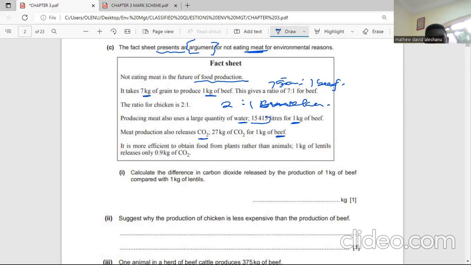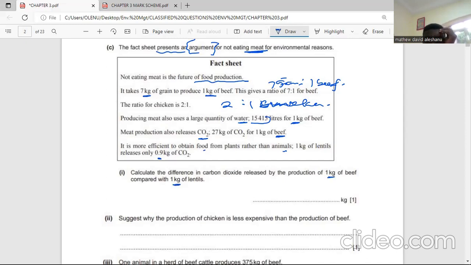Now, it is more efficient to obtain food from plants rather than animals. From this, you will know, because the cost of production of animals is quite higher than that of plants. Now, 1 kg of lentils releases only 0.9 kg of carbon dioxide. Calculate the difference in carbon dioxide release in the production of 1 kg of beef and 1 kg of lentil.